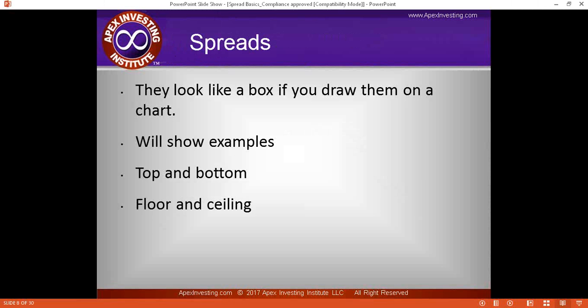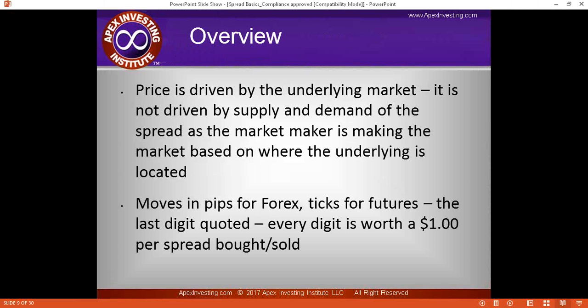Spreads are a completely separate product. They work completely differently, okay? So that's the first best tip I can tell you. If you want to understand spreads, forget binaries, okay? Because they don't work the same at all. And if you think they do, or you try to make yourself think they do, or you try to find the correlations, as far as the basics go, there are some correlations later, but as far as the basics, just forget that, okay? With the spread, the price is driven by the underlying market. It's not driven by supply and demand of the spread, as the market makers are making the market based on where the underlying is located.